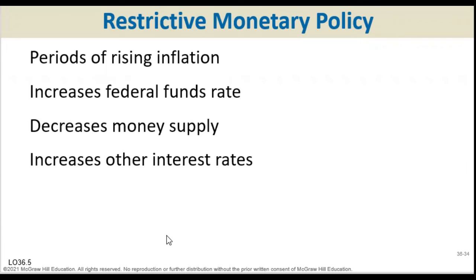Restrictive monetary policy. The Fed undertakes restrictive monetary policy during a period of rising inflation. During rising inflation, the Fed will shift to a more restrictive monetary policy in order to keep prices down. The Fed will increase the interest rate to reduce borrowing and spending in the economy, which will hopefully slow the expansion of aggregate demand that is driving prices higher in the economy.